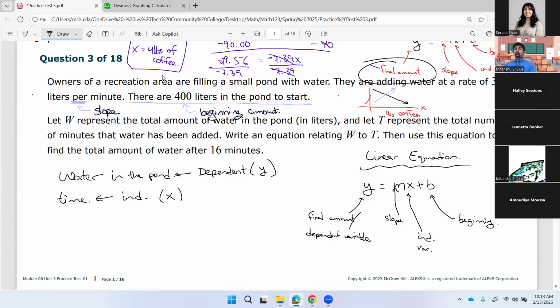Okay. Now they're telling us to let W represent the total water. No big deal. Instead of Y, I'm going to call it W. And let T represent the total number of minutes. Fine. Instead of X, I'm going to let time be a capital T, and that's going to be time in minutes. Now I can put things together. Instead of y is equal to mx plus b, I really have W is equal to mt plus b. Any questions?